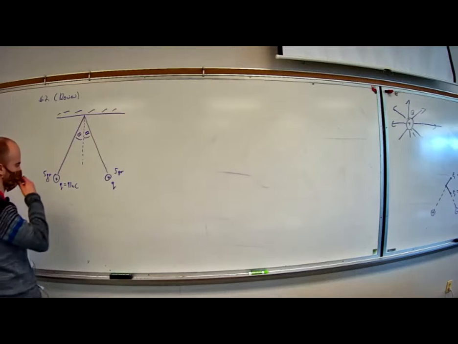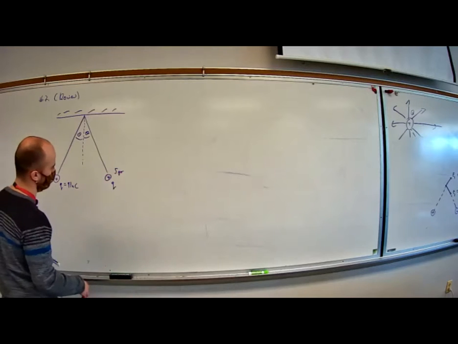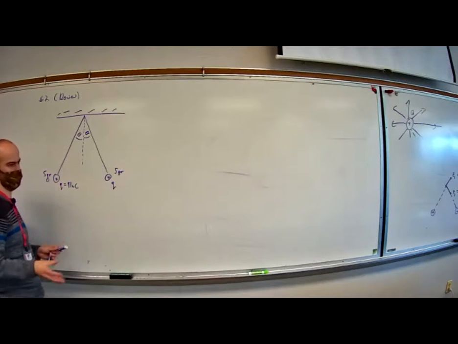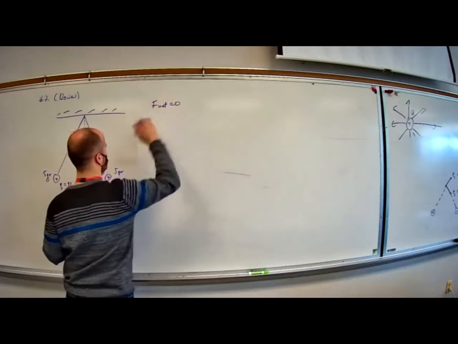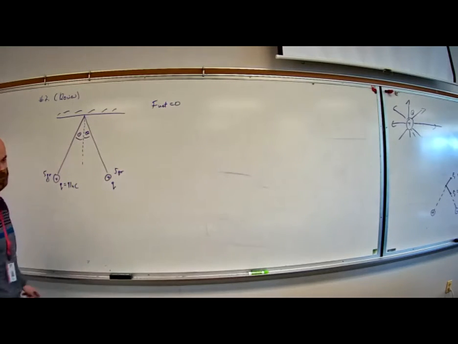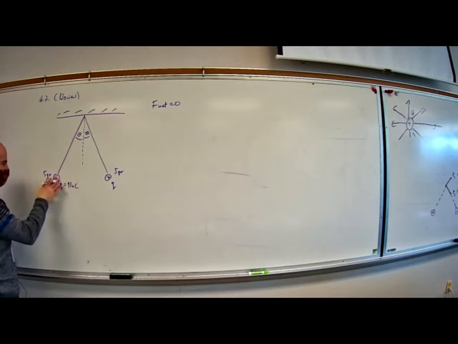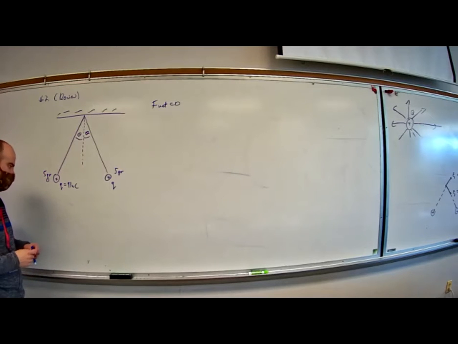All right. So this is an equilibrium. Nothing is moving anywhere. It just sits here. So F net is going to be 0. All of the forces acting on this charge have to add up to 0 because the charge is not moving. Now that means that I have to determine all the forces acting on these things. So what 3 forces do I have?